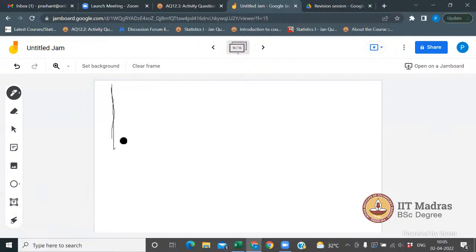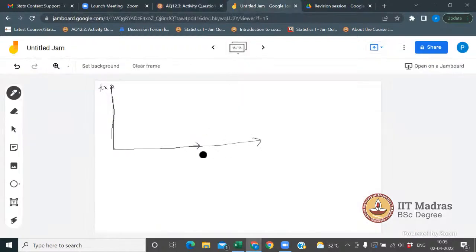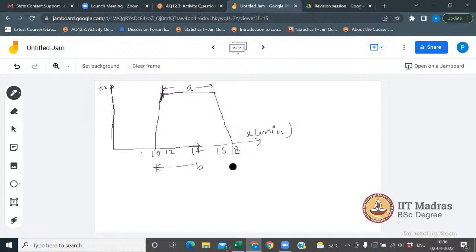See, you have been given this area. The f(x) is given, and it's 6, 10, 80. This is 10, this is 80, and this is 12, 14, 16, and 6. This is x in minutes. You know the peak. Suppose this region is A, and this whole region is B.